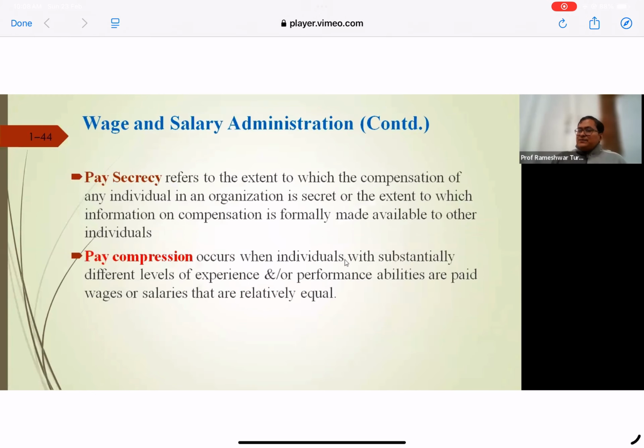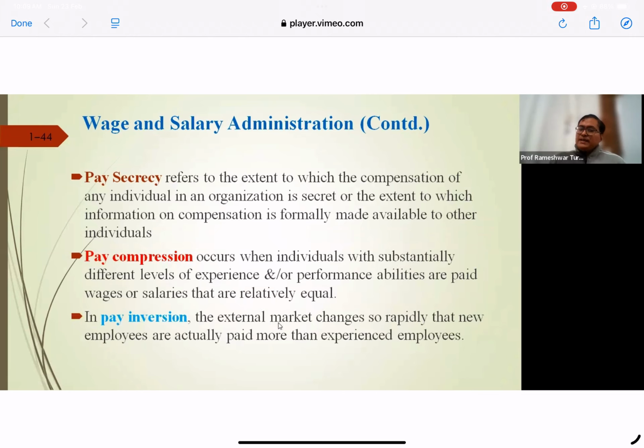Pay compression occurs when individuals with substantially different levels of experience or performance abilities are paid wages or salaries that are relatively equal. It is very common. Pay inversion happens when the external market changes so rapidly that new employees are actually paid more than the experienced employees. How to avoid this? To avoid this, we have to focus on wage curves and revisit our wage curve again and again, comparing it with the market-based wage curve.